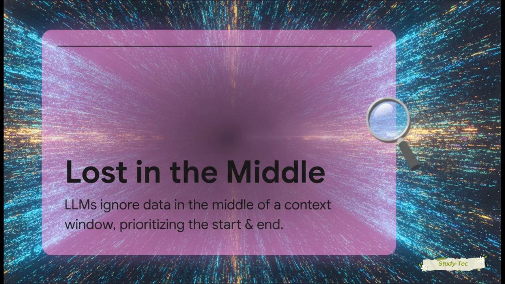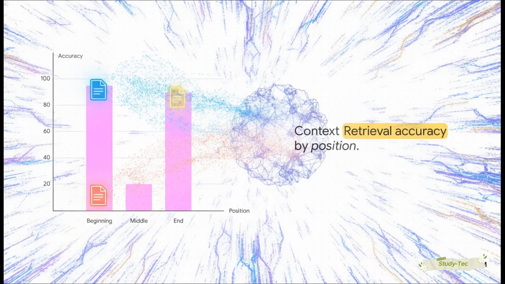Research from Stanford, Berkeley, and others proves these models have a severe positional attention bias. They hyper-prioritize whatever is at the very beginning and the very end of your prompt, but they have a massive blind spot for anything buried in the middle. It's literally the AI equivalent of middle child syndrome. Just look at this U-shaped accuracy curve.